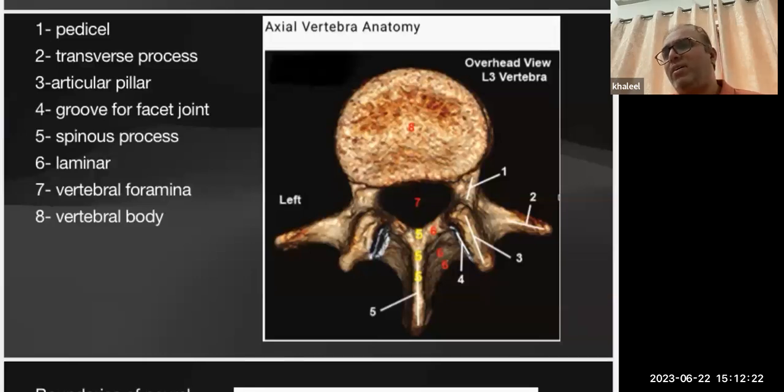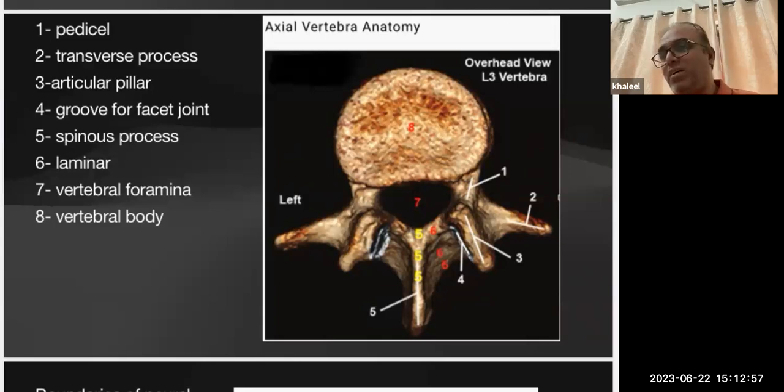If we see here, this is the superior view, the axial view. If we see from above the vertebral body, number 1 is the pedicle. Number 2 is the transverse process. Number 3 is the superior articular process, and below is the inferior articular process. Number 4 shows the notch for the inferior articular process. Number 5 is the spinous process. Number 6 is the lamina. Number 7 is the vertebral foramen. They stack together and make the vertebral canal. And number 8 is the vertebral body.